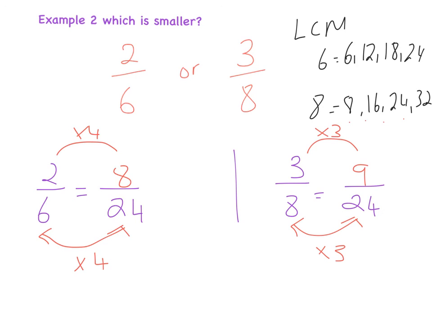So, which is the smaller fraction? Is it 8 over 24, which is the same as 2/6, or 9 over 24, which is the same as 3/8? And hopefully everybody has realised that the smallest fraction in this case is the 8 over 24, which is equivalent to 2/6. So 2 over 6 is our answer.